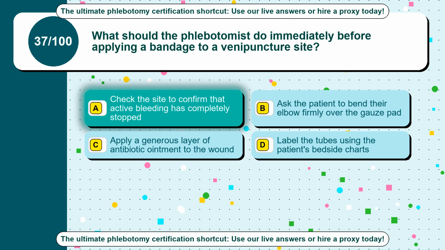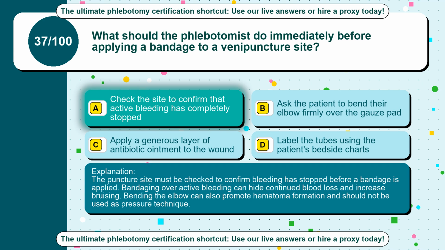The correct answer is option A. Check the site to confirm that active bleeding has completely stopped. The puncture site must be checked to confirm bleeding has stopped before a bandage is applied. Bandaging over active bleeding can hide continued blood loss and increase bruising. Bending the elbow can also promote hematoma formation and should not be used as a pressure technique.